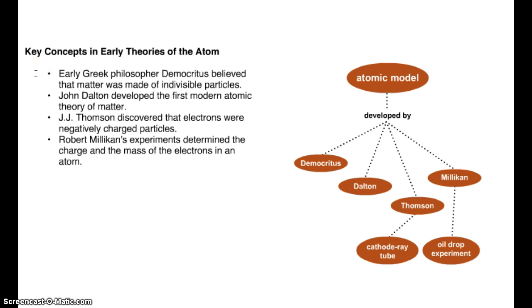Early Greek philosopher Democritus believed that matter was made up of indivisible particles. John Dalton developed the first modern atomic theory of matter. J.J. Thomson discovered that electrons were negatively charged particles. Robert Millikan's experiments determined the charge and the mass of electrons in the atom.